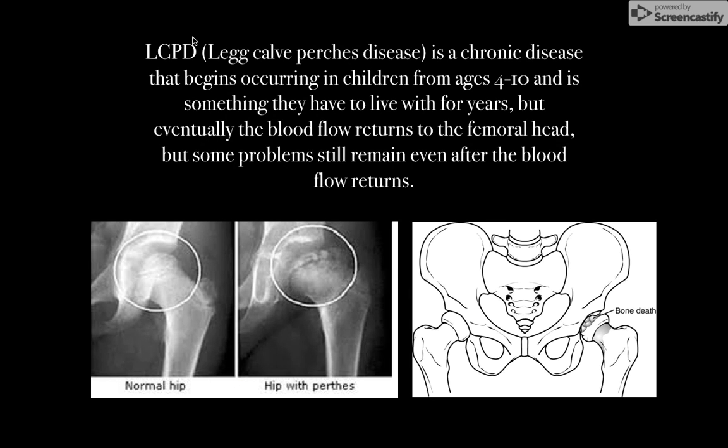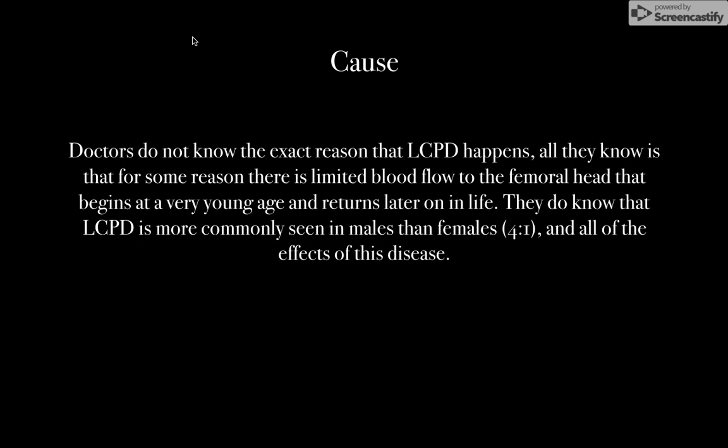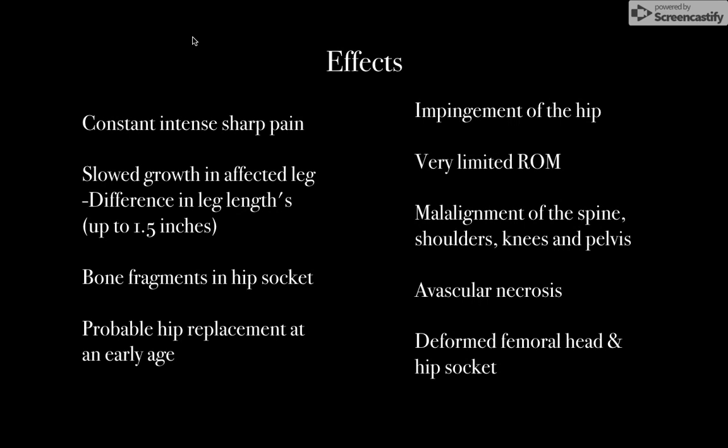LCPD is a chronic disease that begins occurring in children from ages 4 to 10 and is something they have to live with for years. But eventually the blood flow returns to the femoral head, but some problems will still remain even after the blood flow returns. Doctors do not know the exact reason that LCPD happens. All they know is that for some reason there is limited blood flow to the femoral head that begins at a very young age and returns later on in life. They do know that LCPD is more commonly seen in males than females, and all of the effects of this disease.